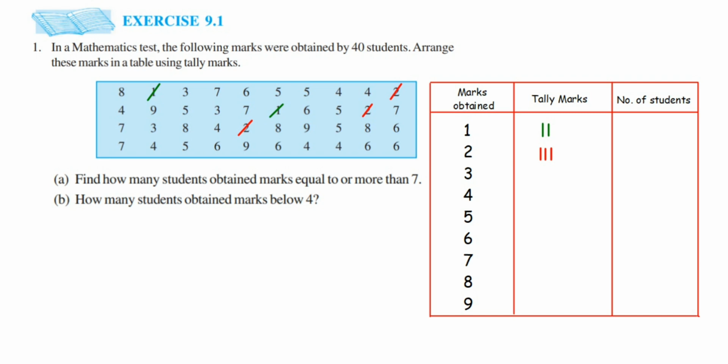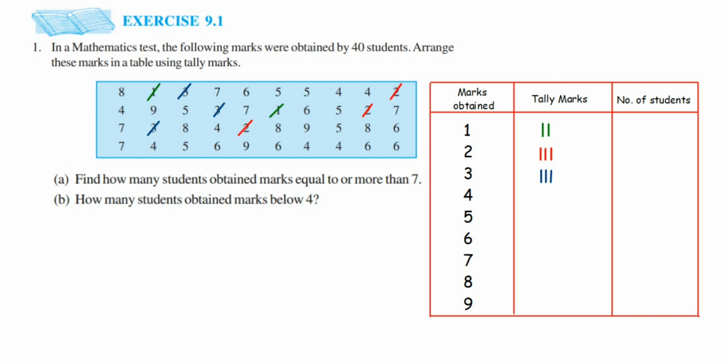Next, we have to find how many students obtained 3 marks. We have a 3 in the first row. We'll strike it and draw 1 tally mark here against 3 in the table. In the second row, we have 1 more 3. We'll strike it and draw 1 more tally mark. In the third row, we have a 3 here. We'll strike it and draw a third tally mark. And in the fourth row, we don't have any 3. This means only 3 students obtained 3 marks.